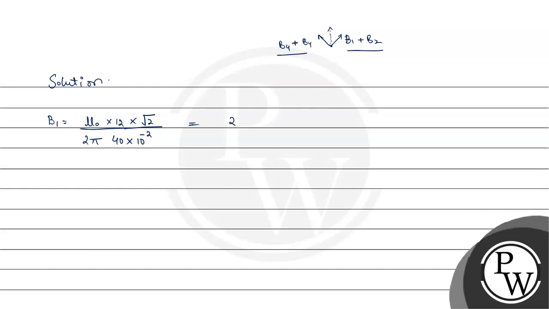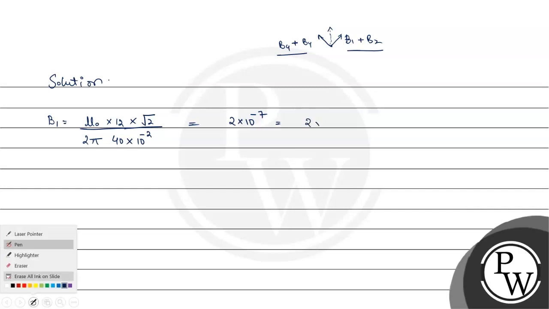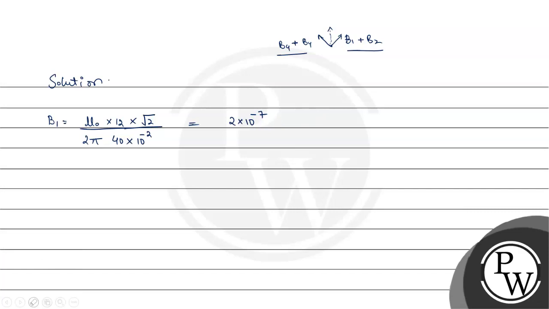Mu naught upon 2 pi is 2 into 10 to the power minus 7. It solves to become 12 multiplied by 3 root 2 into 10 to the power 1. So the final value will become 6 root 2 into 10 to the power minus 6 Tesla. This is the value of B1.